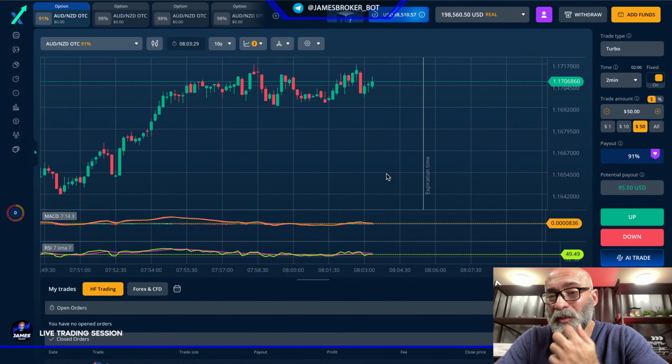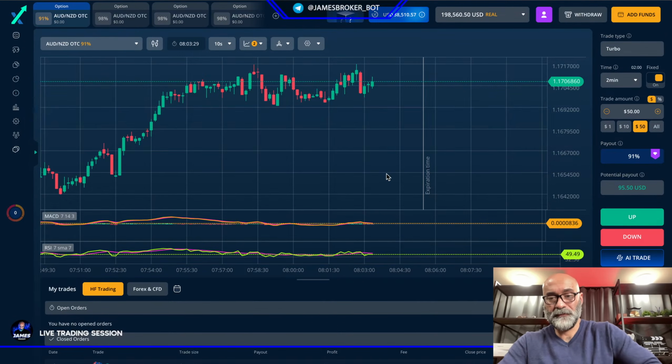We keep 1 minute this time as the time frame. The trade amount is going to be the same, $200. And now we wait for the entry point, for the best moment. The market is kind of chaotic, you see that? Push it up. Let's go.